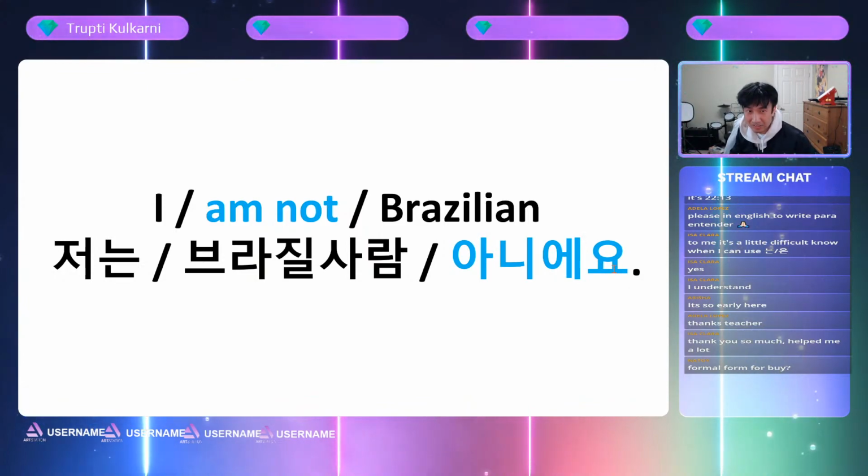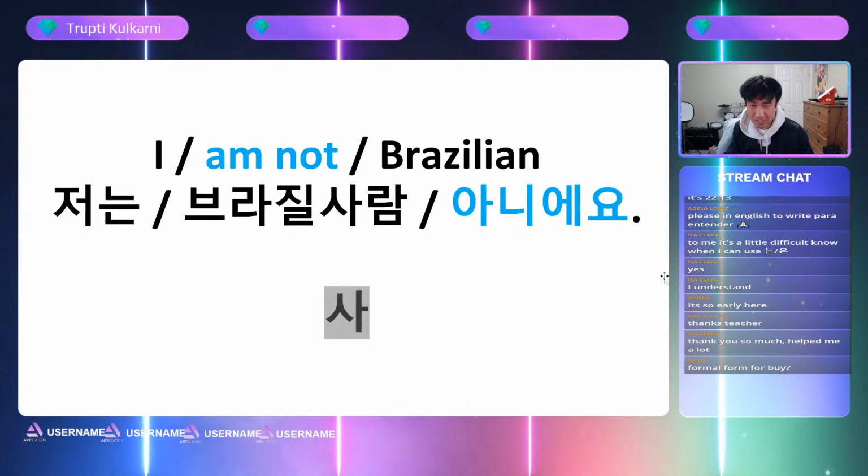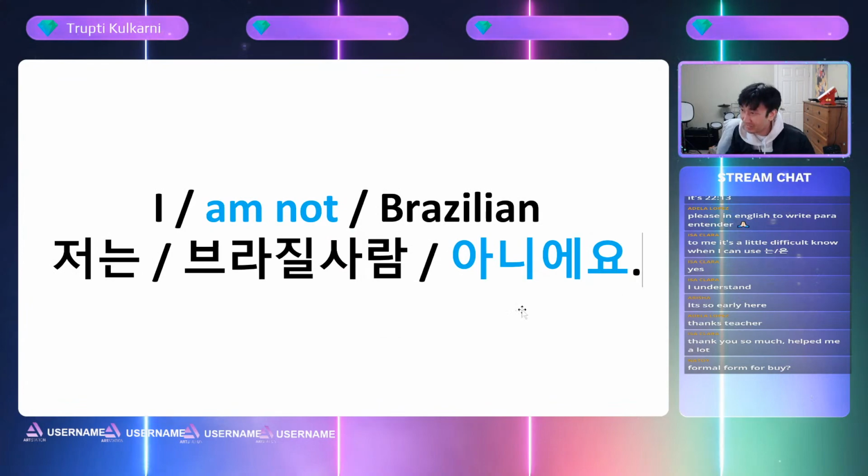And this one, unlike the other one, only has one form. So that's all you have to memorize. 아니에요. Formal form for by? Yeah, formal form for by. If you say 사, it's just like by. If you stick a 요 to it, then it's formal. 브라질 사람 아니에요.